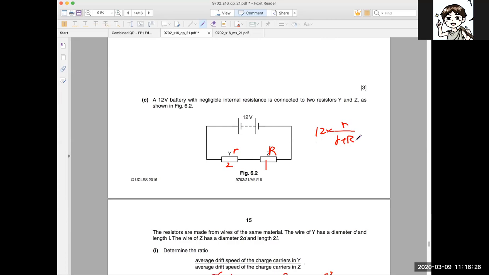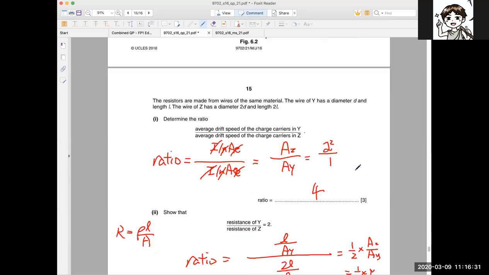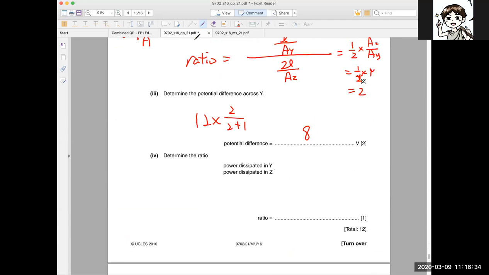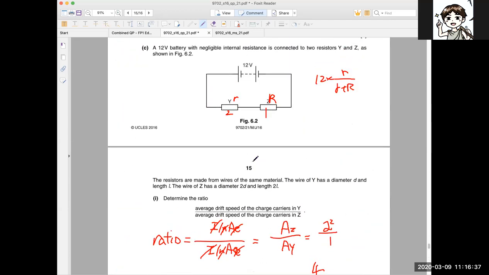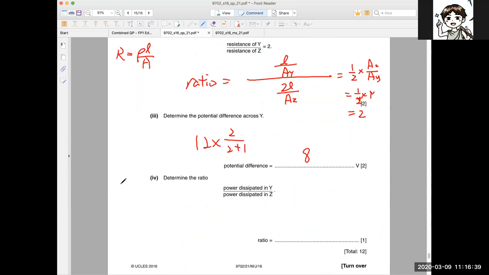If no question, let's go on to the next question. Find the ratio of the power. Now they have the same current, so it's better to use the formula I squared R. They have the same current, which means the ratio of the power equals the ratio of resistance, because the I can cancel out. The ratio of the resistance is 2, so the ratio of power should also be 2. Simple.